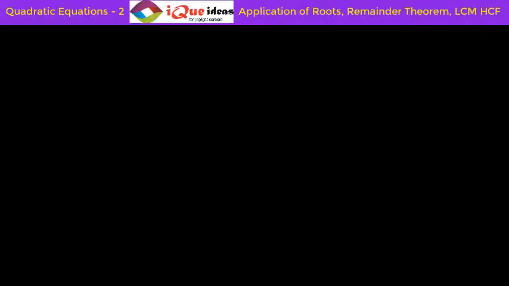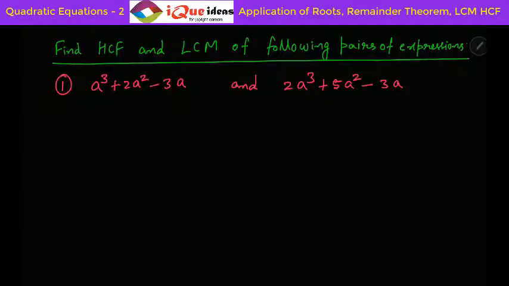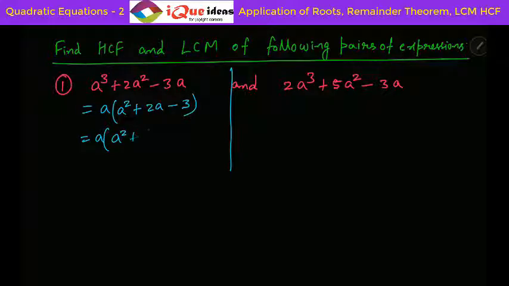Alright, now let's take up some questions for practice for LCM HCF of algebraic expressions or polynomials. Let's take up the first question. We have to find HCF and LCM of these two expressions. Let's first simplify them. The first step was to factorize. So first you factorize the first one. If you take out a common a, it will give us a into a square plus 2a minus 3. Now this can be factorized: 2a can be written as 3a minus a, since 3 into 1 is 3 and 3 minus 1 is 2. So it is a square plus 3a minus a minus 3.